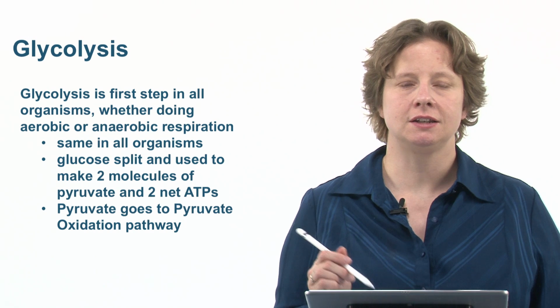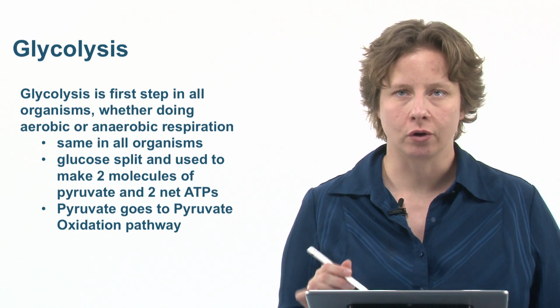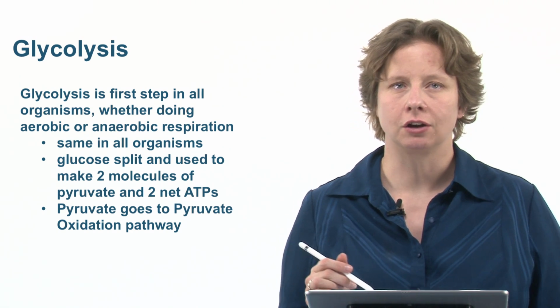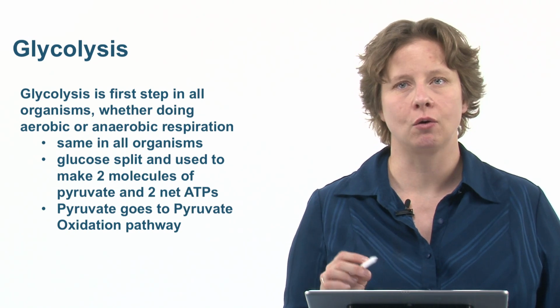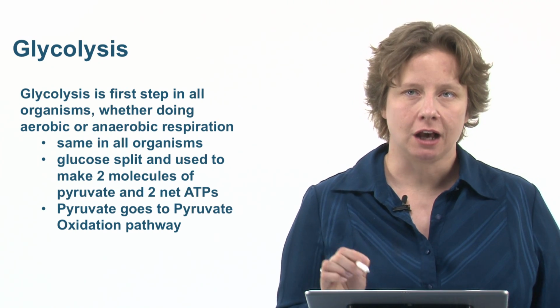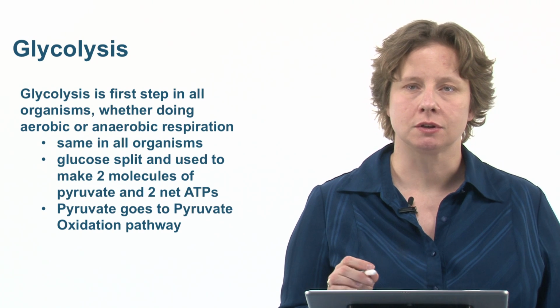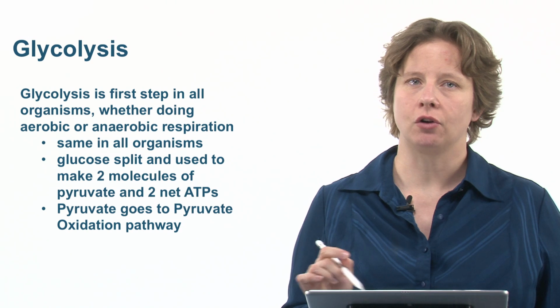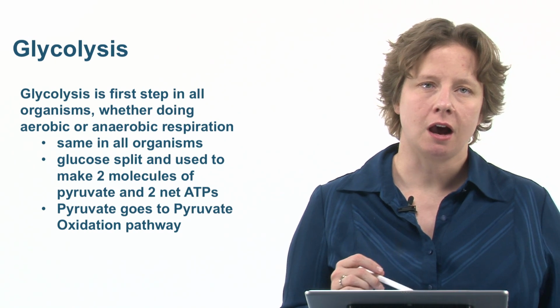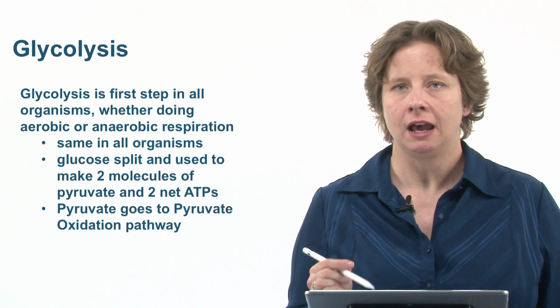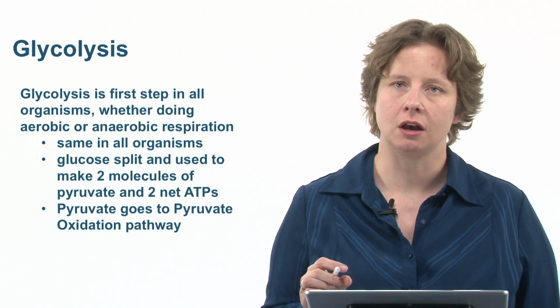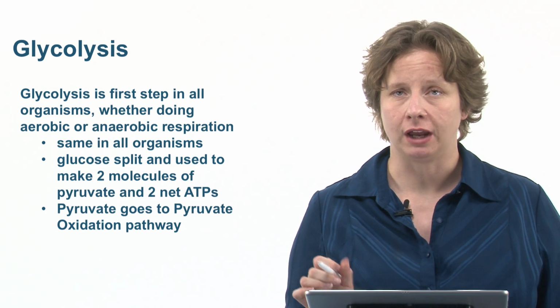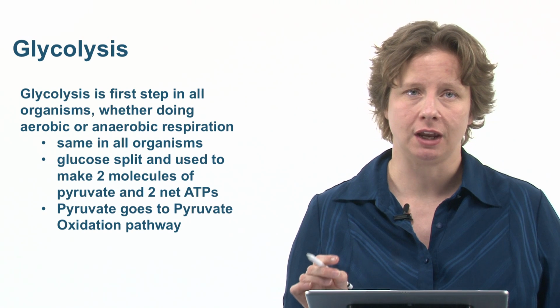So glycolysis is the first step in all organisms when they're doing cellular respiration, whether it's aerobic or anaerobic. Glycolysis is the same in all organisms, which is one of the lines of evidence for a common ancestor for all living things. And in glycolysis, glucose is split and is used to make two molecules of what we call pyruvate and two net molecules of ATP.